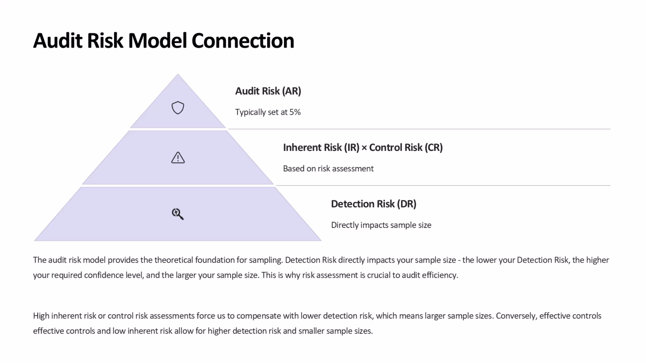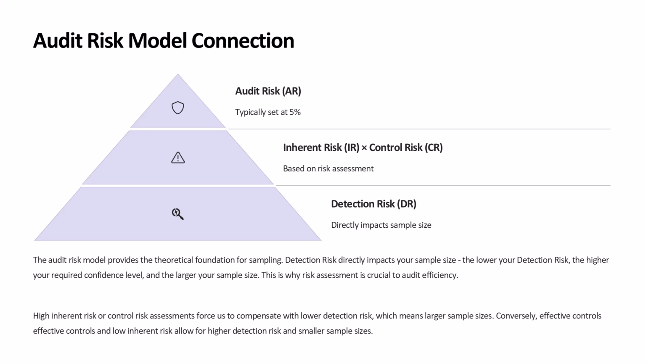Audit risk model connection. There's one more critical factor in sample size determination, the relationship with the audit risk model. Remember that formula from Chapter 3? AR equals IR times CR times DR, where AR is audit risk, IR is inherent risk, CR is control risk, and DR is detection risk. Detection risk directly impacts your sample size. The lower your detection risk, the higher your required confidence level, the larger your sample size.